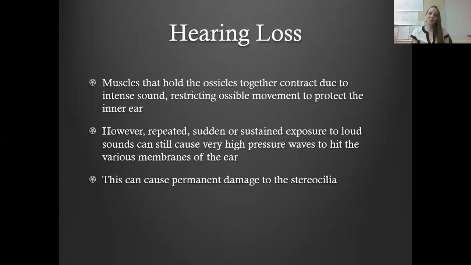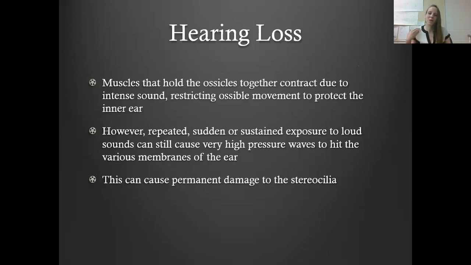The muscles that hold the ossicles together will contract anytime sound is really intense in order to try and stop the ossicles from vibrating around too much.